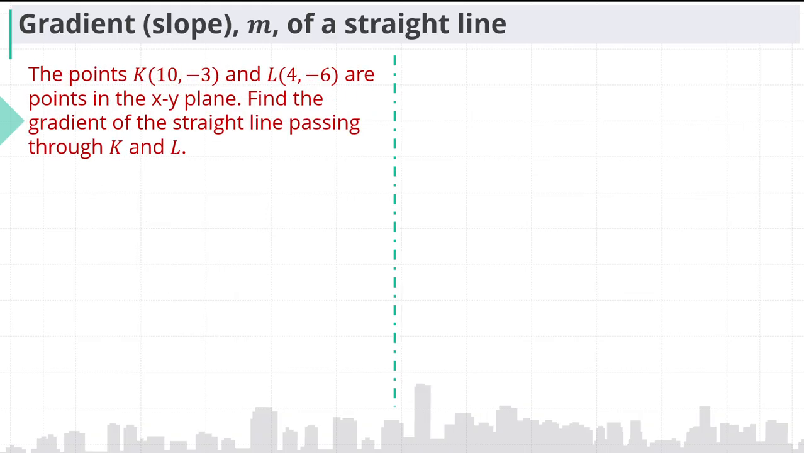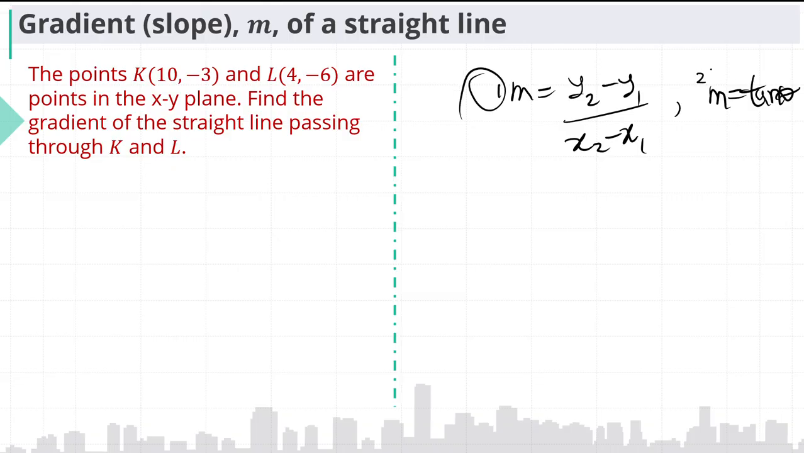And next question, the points K and L are points in the xy plane. Find the gradient of the straight line passing through K and L. Okay, so we mentioned that there are two definitions for gradients: y2 minus y1 divided by x2 minus x1, and the other one, gradient equals tan theta. For this second question, we see that the formula that we can use to find the gradient is this first one.